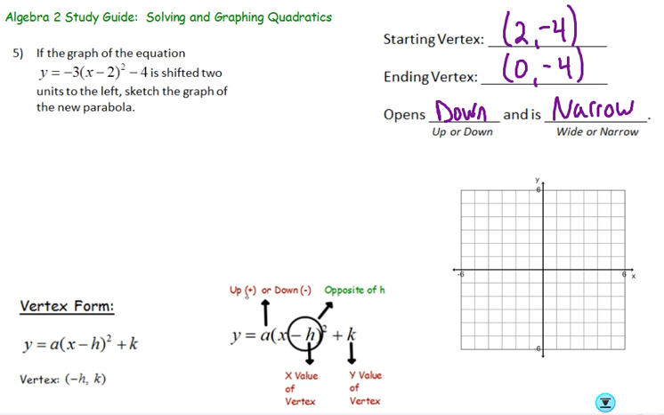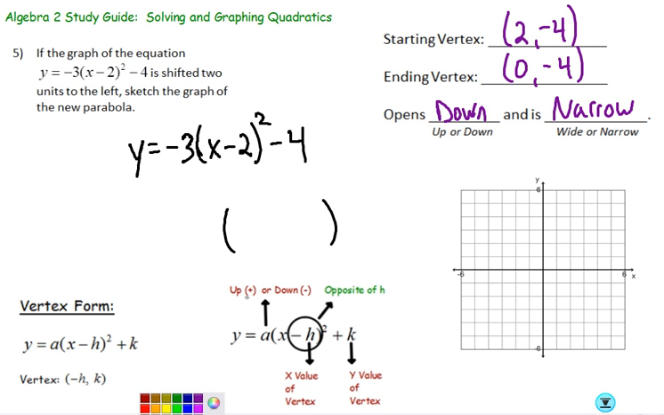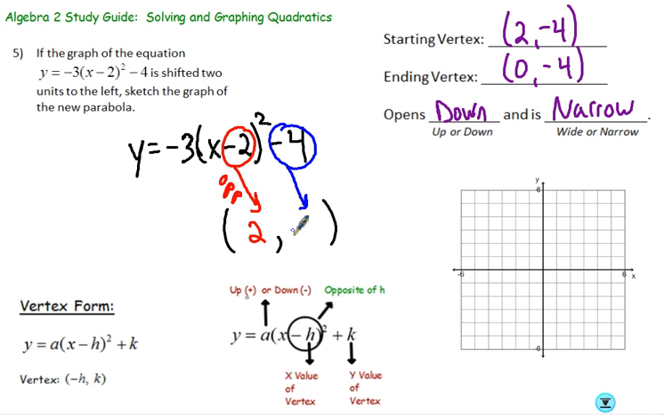So again, I'm going to rewrite it. Y equals -3 times the quantity x minus 2 squared, minus 4. And let's figure out what our vertex is. So again, for the x value, we're just going to take the opposite. So that negative 2, take the opposite. That would become a positive 2. And for the y value, that negative 4 stays exactly the same. So that would be a positive 4. I'm sorry, negative 4. Negative 4, right? Because remember, it stays exactly the same.